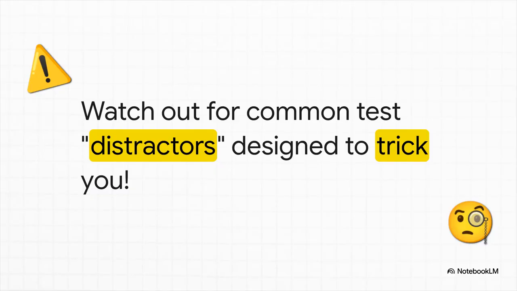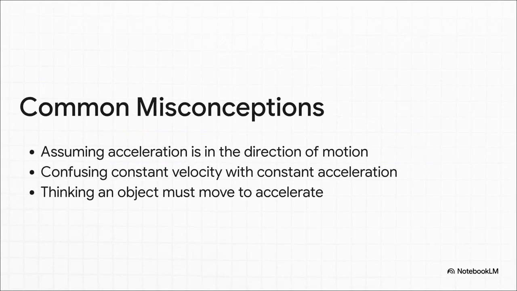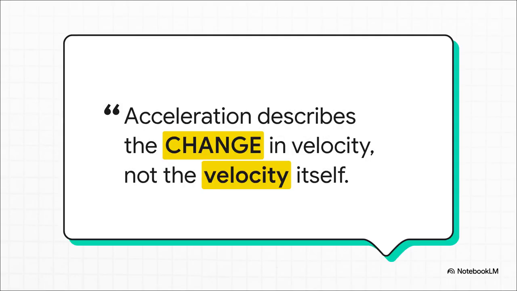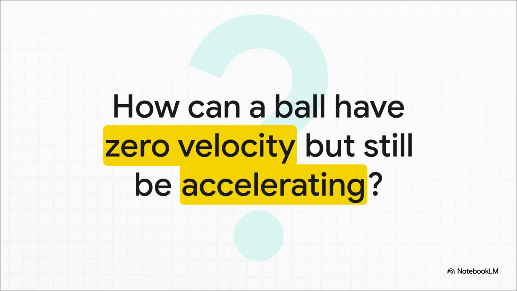Now, be careful. Test makers love to set traps. Let's look at some common ones so you don't get caught. Things like thinking acceleration has to be in the direction of motion. We know now that's not true. So, if you remember one thing, make it this. Acceleration is about the change in velocity, period. Which leaves us with a final brain teaser. When a ball hits its peak, its velocity is 0, but is it still accelerating?